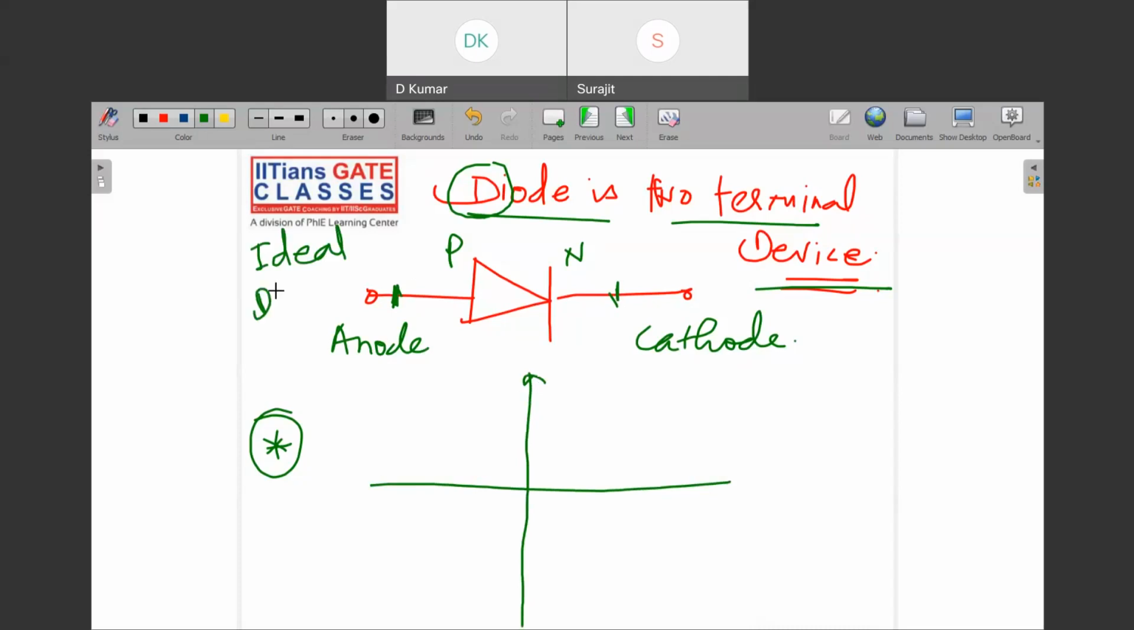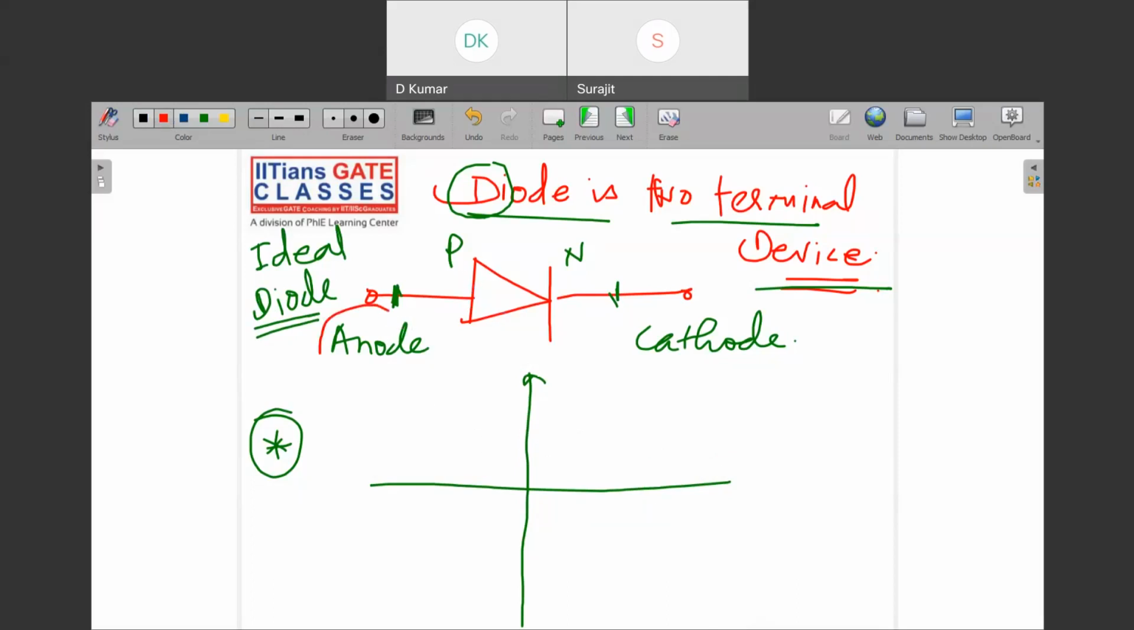Right now I will be taking only the ideal diode characteristic. Ideal means, if the diode is in forward bias, it is replaced with a short circuit, and if the diode is in reverse bias, it is replaced with an open circuit. That is the ideal case. In fact, this time in the GATE examination, the question was given from the ideal diode only. The IV characteristic I'm going to draw is similar to the one given in GATE.